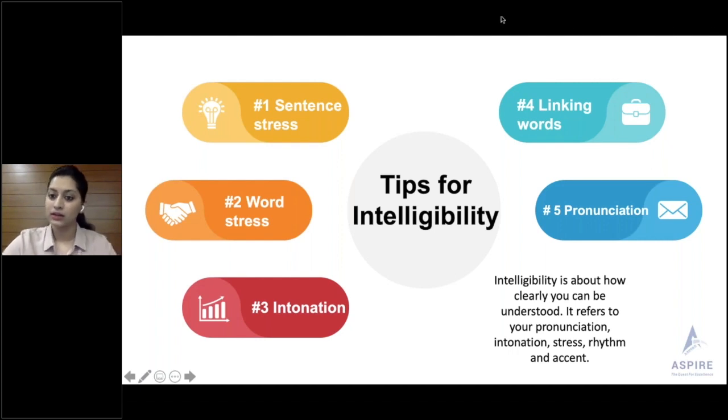Linking words. So to show the ability to link words together naturally, for example, there is no space when you say "in an hour", but if you say "in... an hour", that's not right.